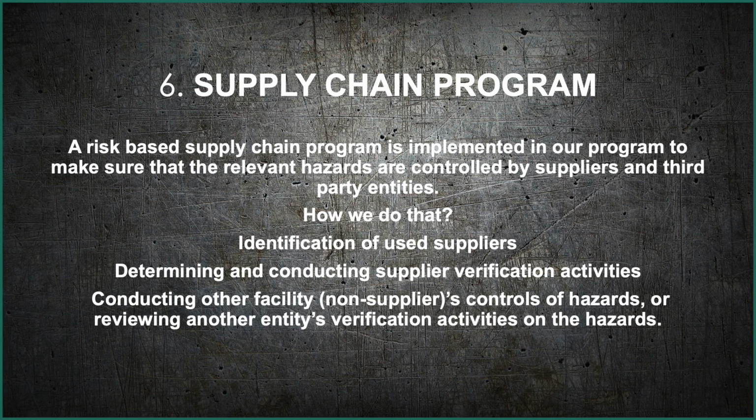6. Supply chain program. A risk-based supply chain program is implemented in our program to make sure that the relevant hazards are controlled by suppliers and third-party entities. How do we do that? Identification of used suppliers, determining and conducting supplier verification activities, conducting other facility, non-supplier controls of hazards, or reviewing another entity's verification activities on the hazards.